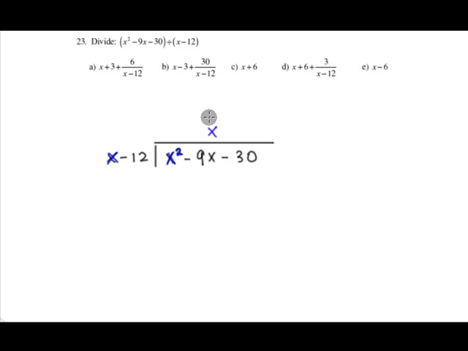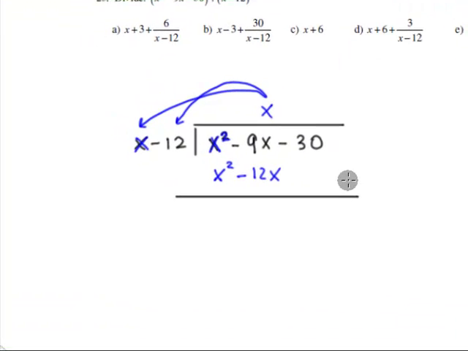Then now I'm going to use this to multiply every term of the divisor. So x times x is going to give me x squared. X times negative 12 is going to give me minus 12x. Now what we want to do now, we want to subtract the two polynomials. So let's do a big horizontal line.